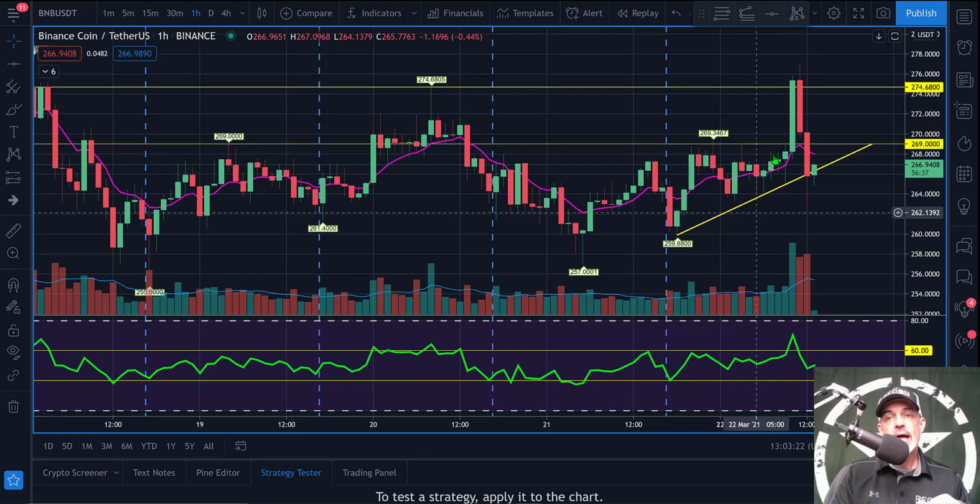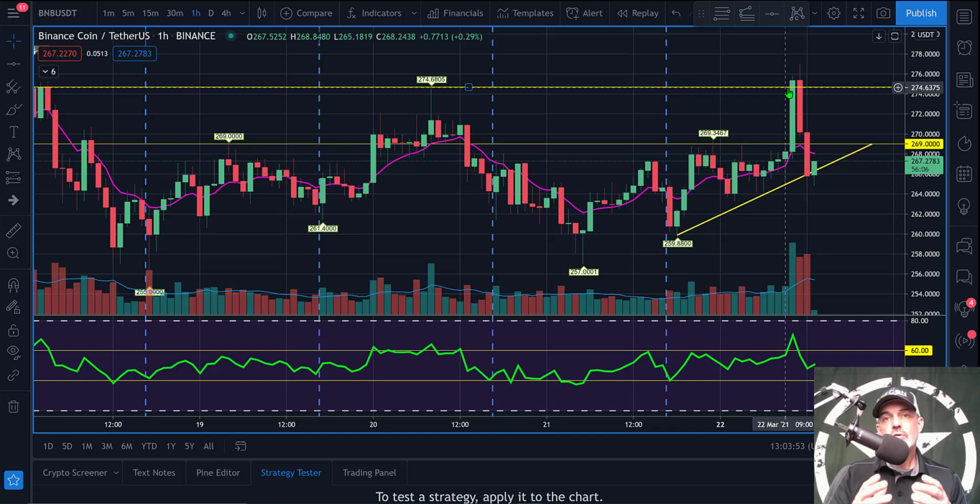As it turns out, I had previous resistance. I set my profit target there. We hit it. And it was a successful breacher trade. And I think that pretty much wraps it up.